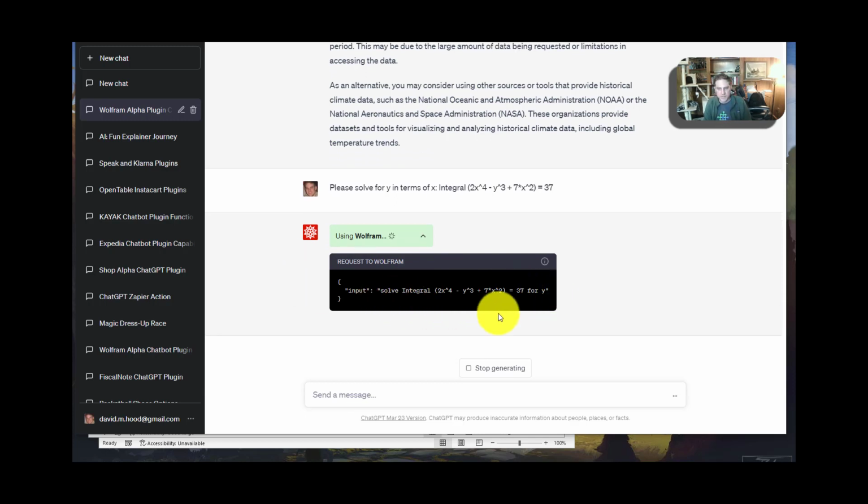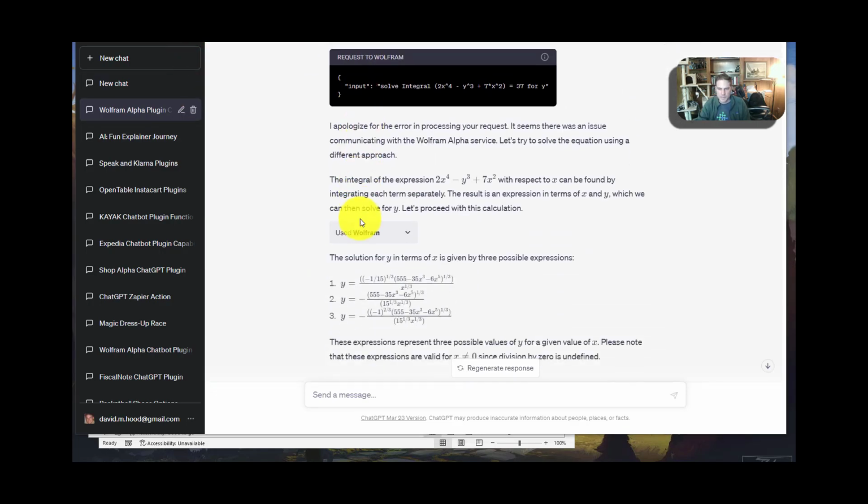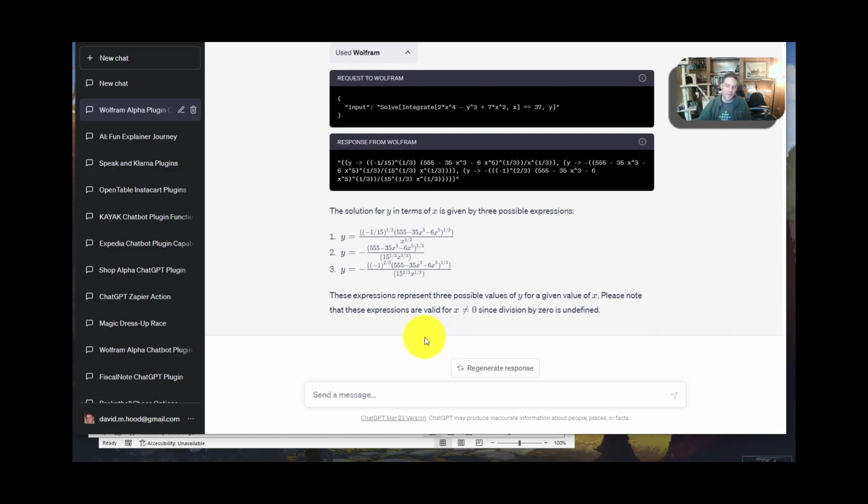So it seems to have interpreted it correctly. Okay, so there was an error, and then it tried again. It looked like it got it this time. Three possible expressions. I did not do the calculation myself, but hopefully those are correct. If they are not, please leave a comment below for what the correct one was.